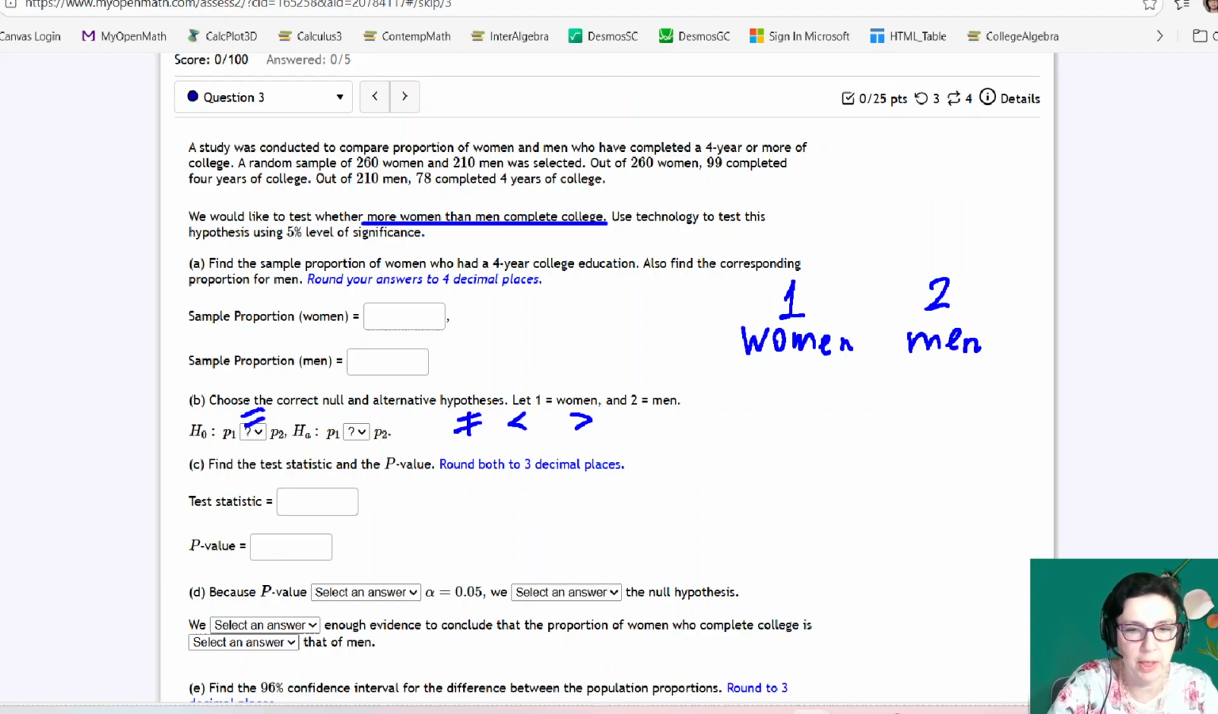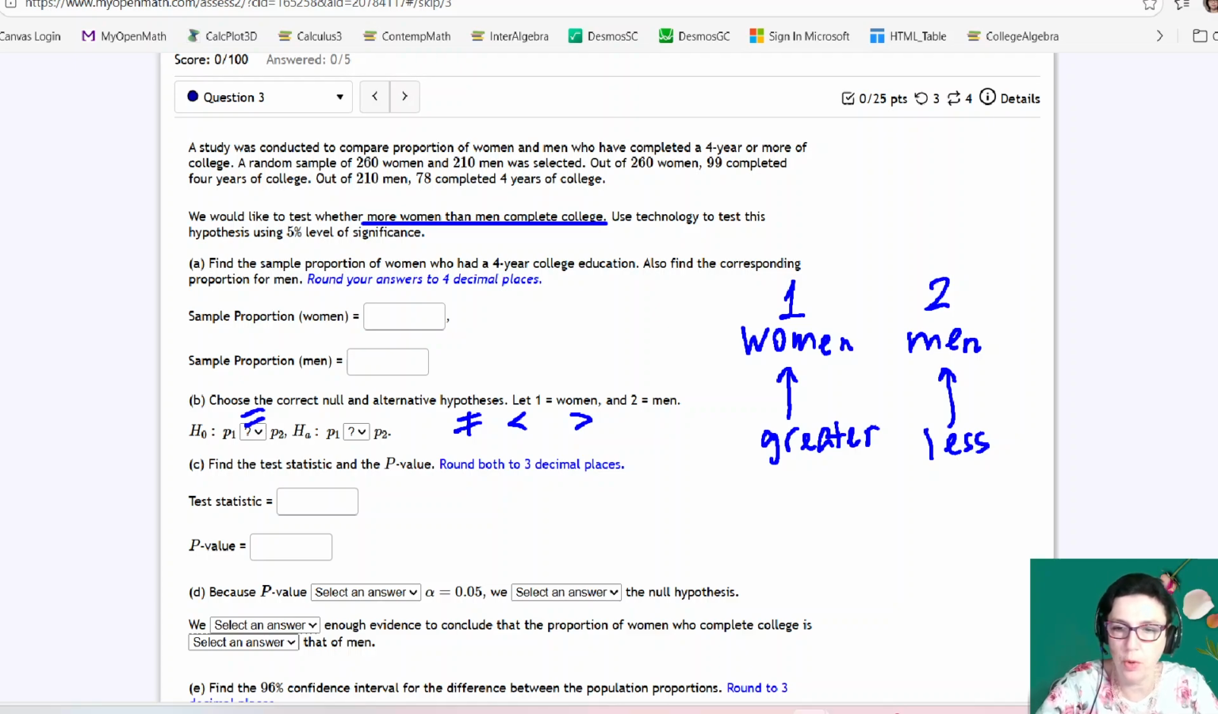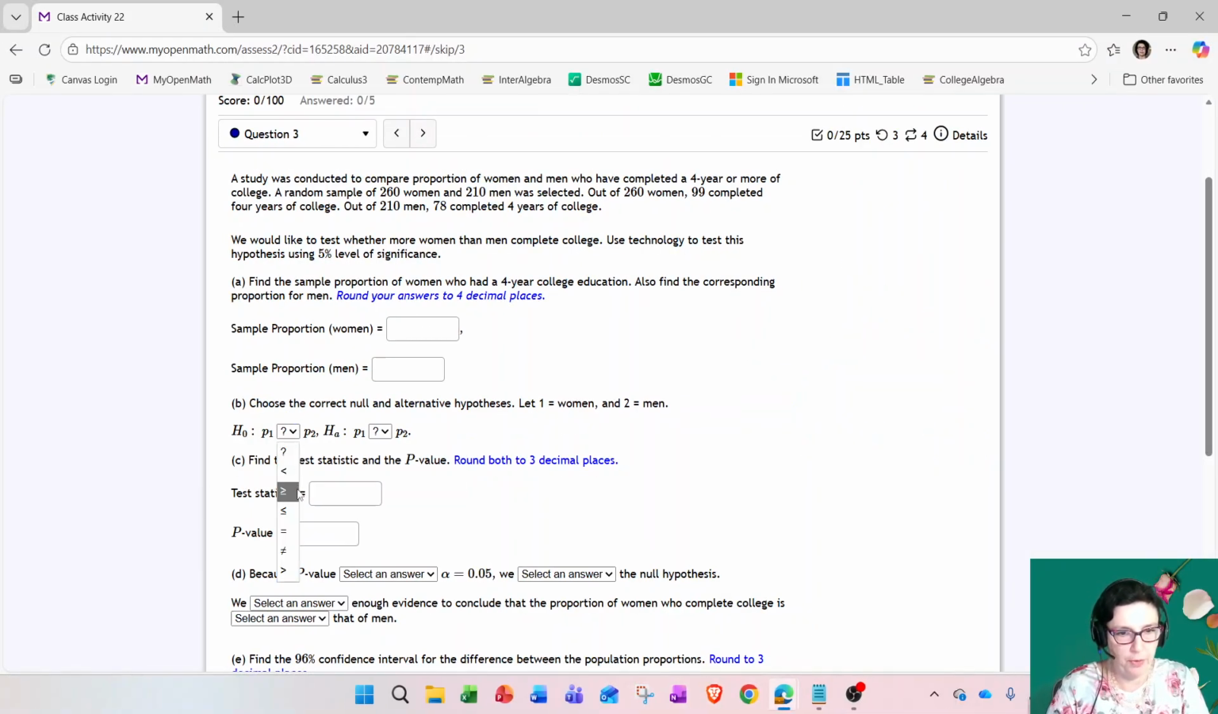Then I'm looking at my claim, and it says that more women than men complete college. Okay, so this part is going to be greater if more women, right? And then this part is going to be less. And then you draw your inequality starting at a smaller number, opening up towards the larger number. So this is going to be greater than, and this is going to be a right tail test, okay? So that's what we're going to fill out first.